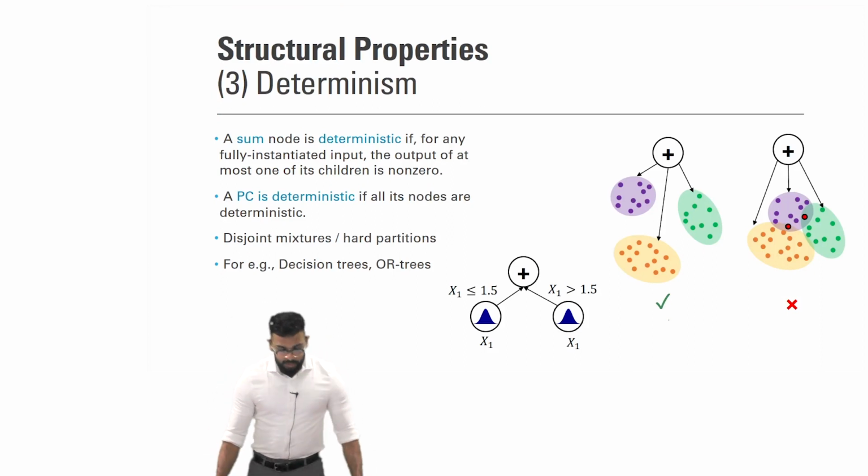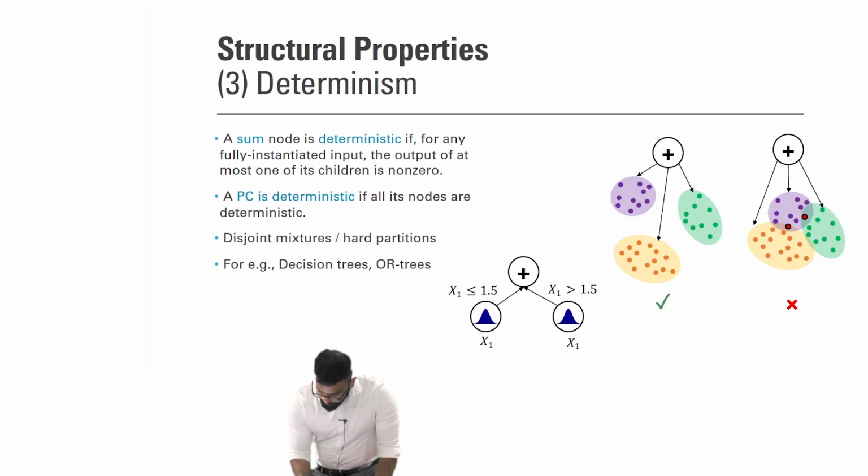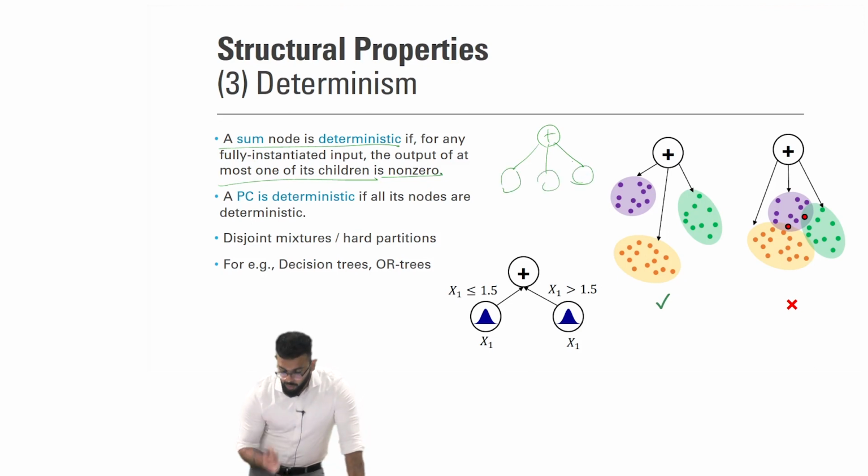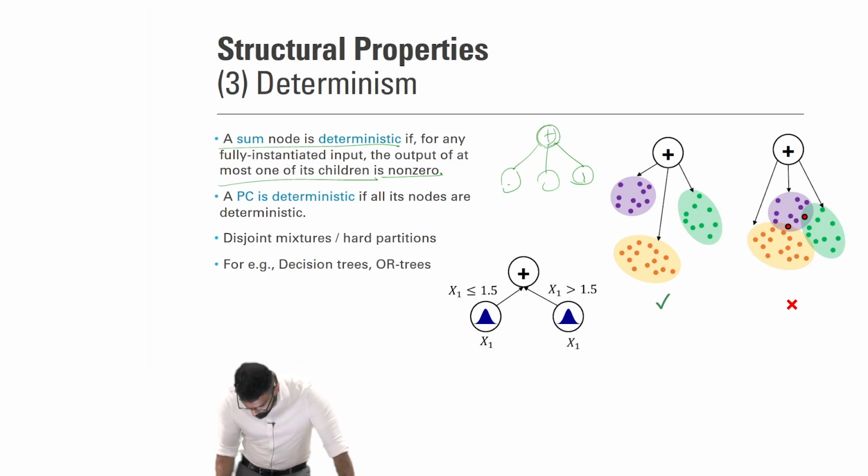Now what determinism says is, you consider a sum node. You say that a sum node is deterministic if the output of its children is non-zero for at most one of its children. So if you have a sum node and you have inputs to your sum node, and you ensure that at most one of these children is non-zero for any input, then you call that particular sum node deterministic.